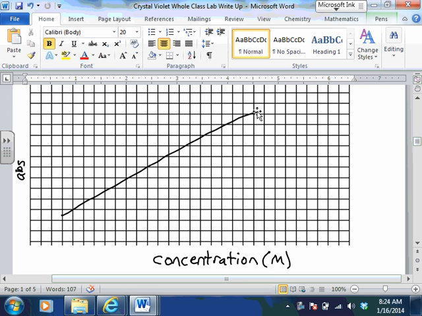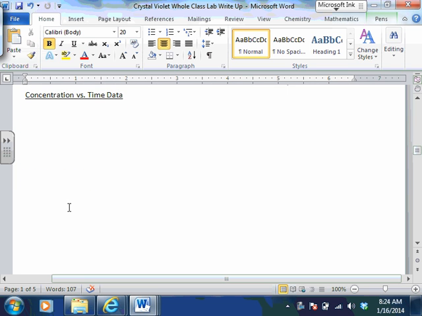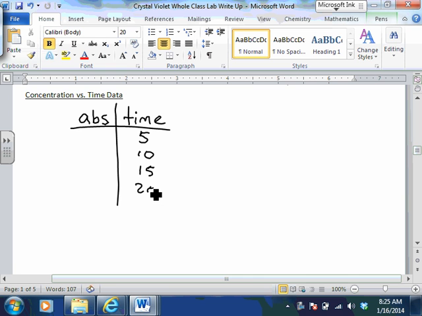So the reason that we're doing that is because down here, when we took the data yesterday, when the reaction was actually occurring, we really didn't take concentration versus time data. We took absorbance versus time data, and we did it every 5 seconds, right? So 5, 10, 15, 20. And you wrote down absorbances, not concentrations.